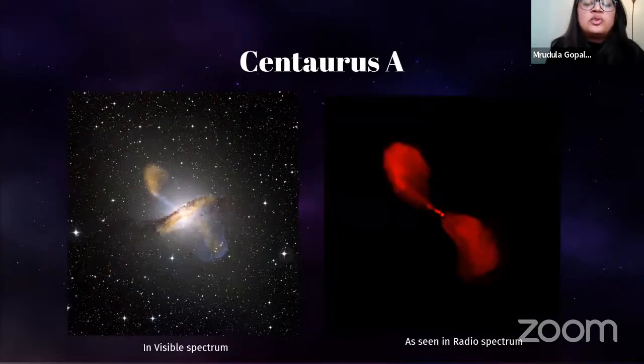Okay, I just wanted to show you what we can learn from different wavelengths of light. Here I have a picture of Centaurus A. It's a galaxy in the constellation Centaurus. And this is how we see it in the visible spectrum.